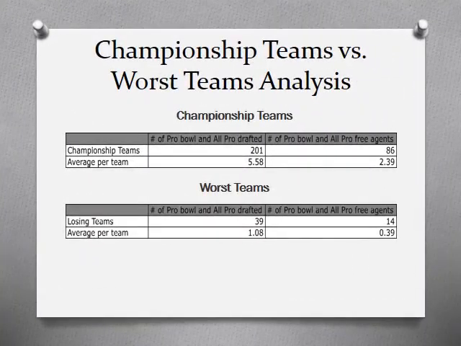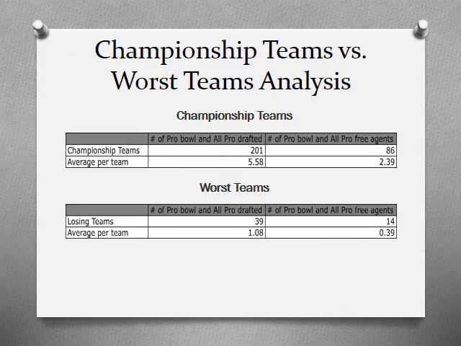These figures clearly show the number of Pro Bowl and All-Pro players for the losing and winning teams that were drafted or that were free agents. This data shows that there were 5.15 times more drafted Pro Bowl selections on championship teams as opposed to losing teams. On average, there were 5.58 drafted Pro Bowl selections per championship team, whereas the losing teams only averaged 1.08 per team. Championship teams have 115 more drafted Pro Bowl and All-Pro players than free agents. The worst teams only have 25 more drafted Pro Bowl and All-Pro players than free agents.